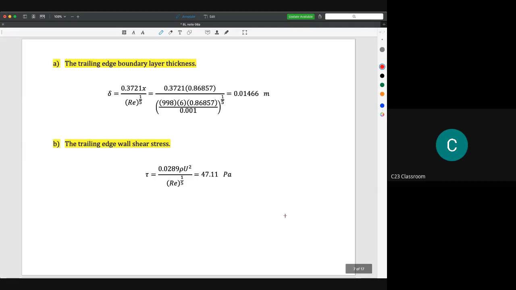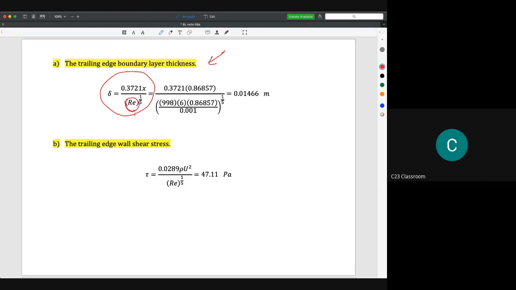So now we calculate everything, all the data is already calculated. Then we could calculate the value of the trailing edge boundary layers. So we could use the turbulent boundary layers to get the boundary layer thickness at the trailing edge. So this is the equation for the turbulent boundary layer.